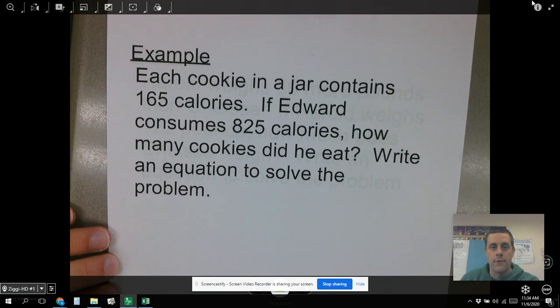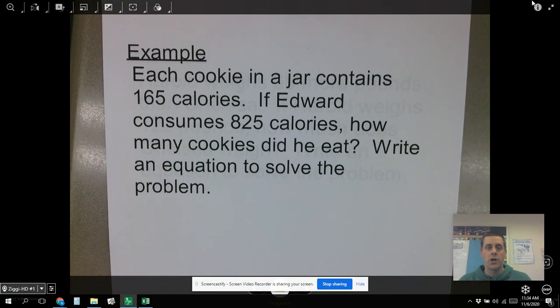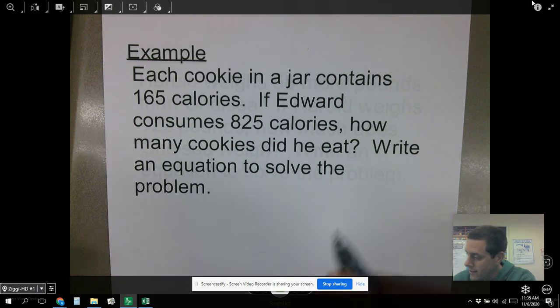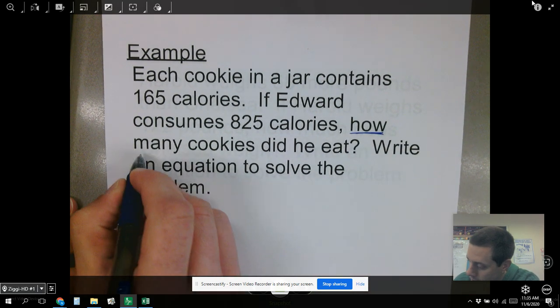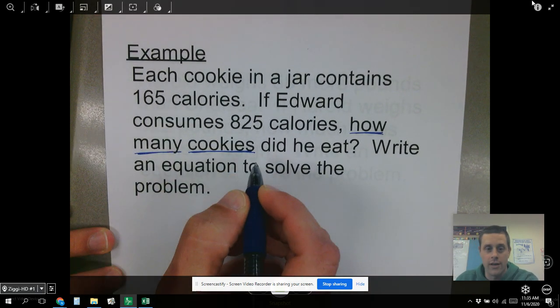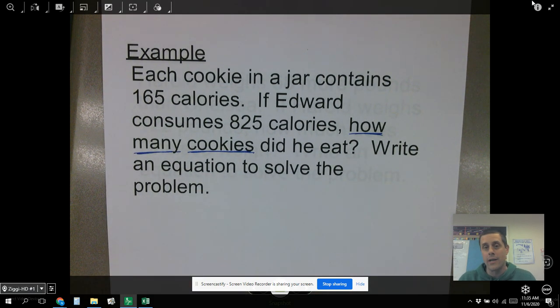Here's our first example. It says each cookie in a jar contains 165 calories. If Edward consumes 825 calories, how many cookies did he eat? We want to write an equation to solve the problem. So step one, identify the variable. Find the unknown. What is the question asking? And right here is our question, how many cookies? So we don't know how many cookies Edward ate. So the number of cookies he eats will be our variable.